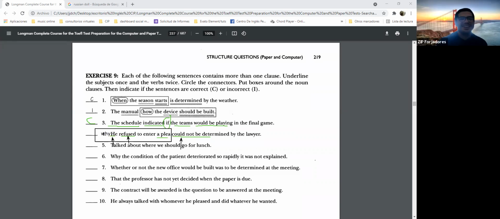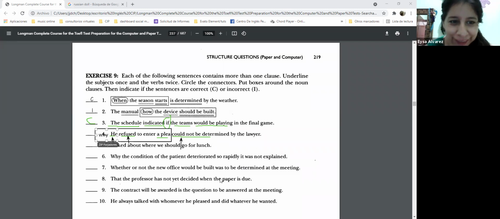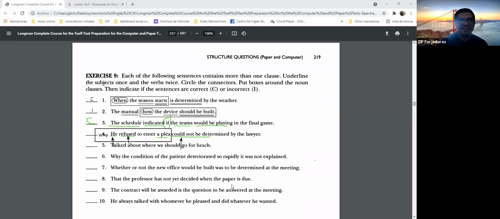Why? I thought it was if. I think that it would be better why. So try to translate it. Remember, why as a connector is because it's a noun, it's a concept. You're going to translate it as el por qué. El por qué. Él rechazó entrar a una petición.